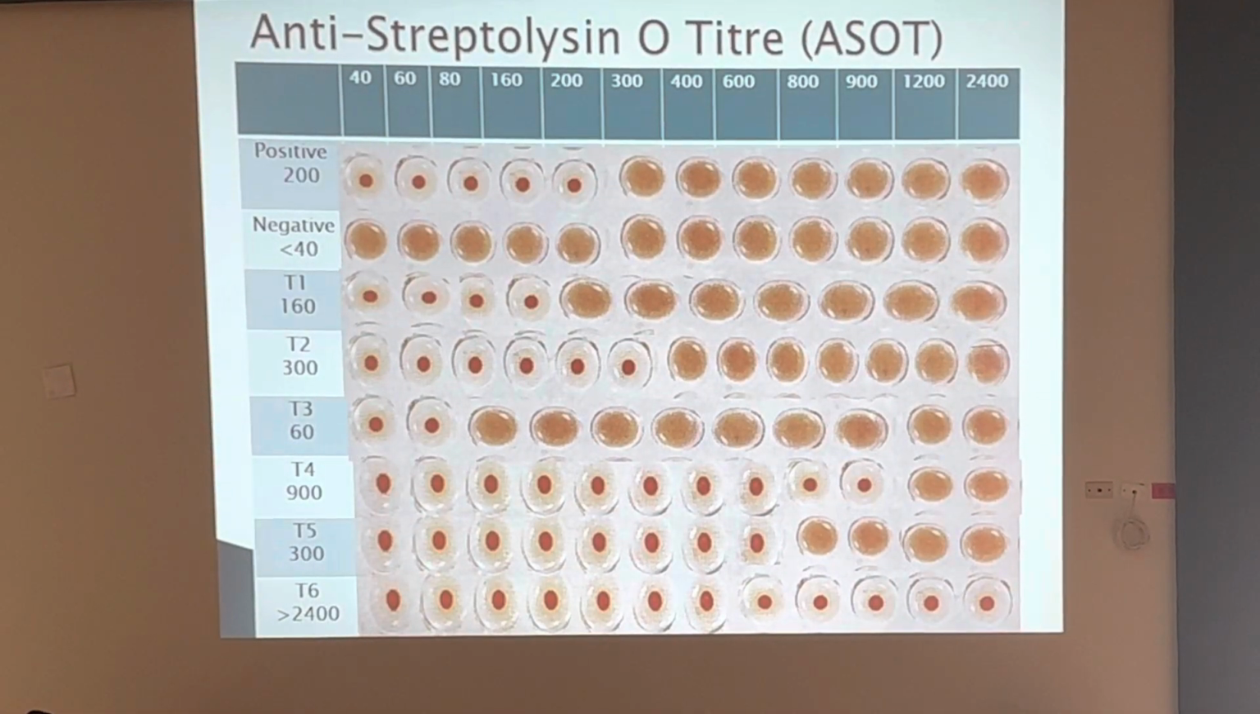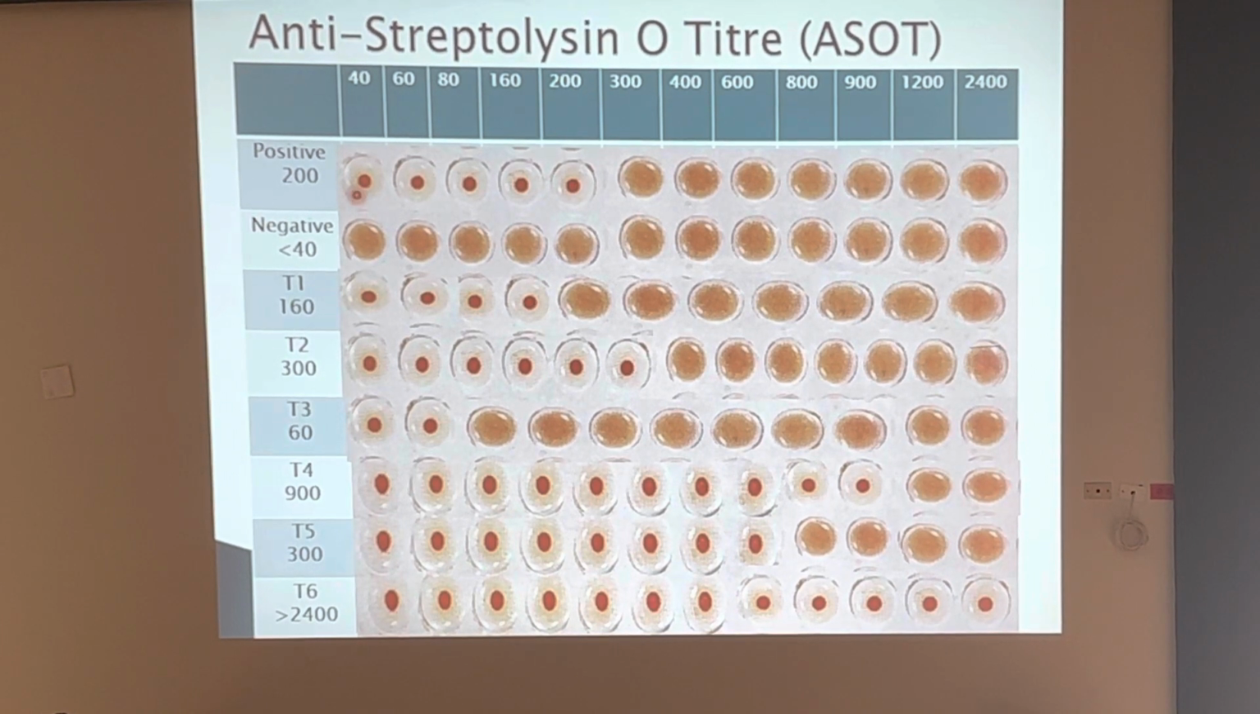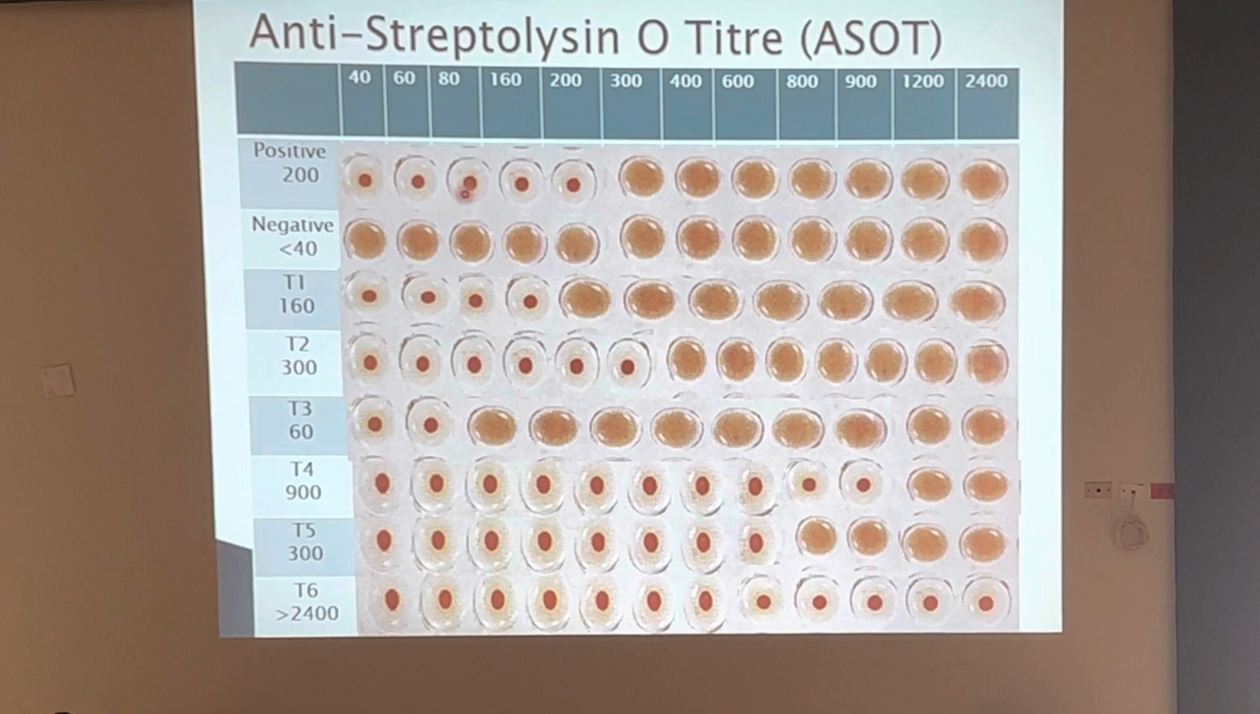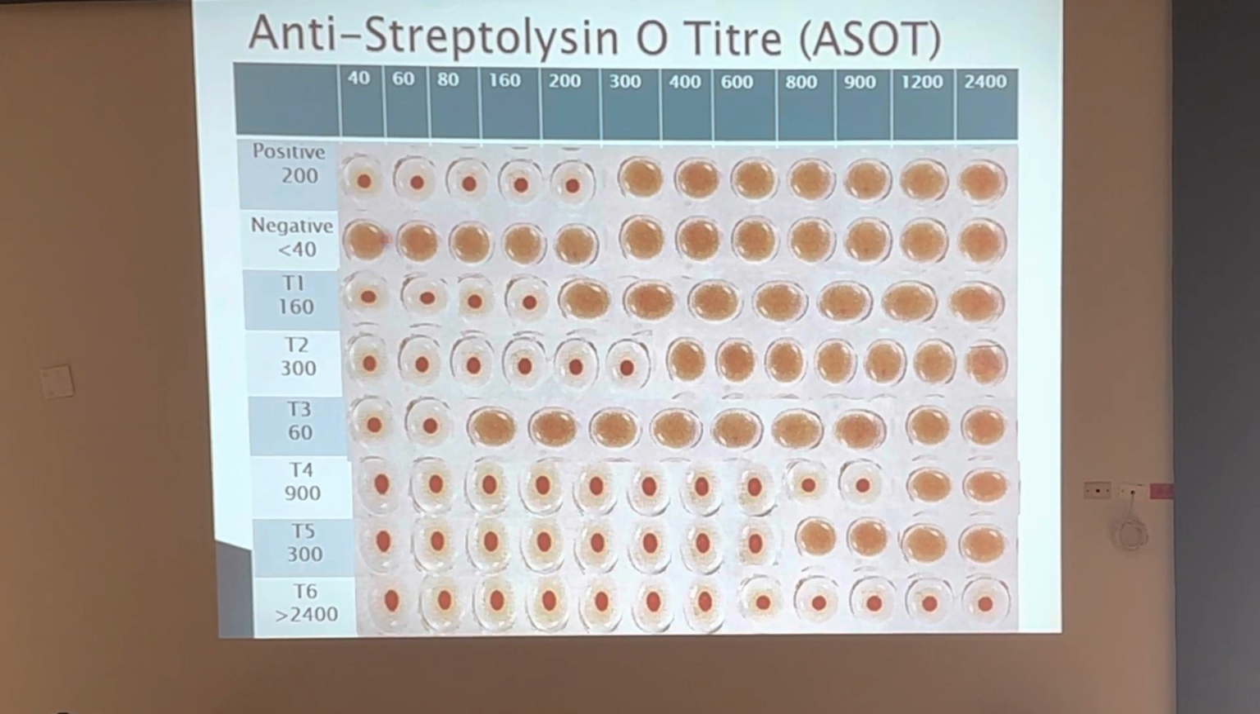So then, I think we can now do some interpretations of our tests. So this is your positive, we ran through it before. That's a titer of 200. Your negative, we have no lysis, we have no buttoning, we only have hemolysis, so that's a titer of less than 40. Good. What then is your titer for patient T1?